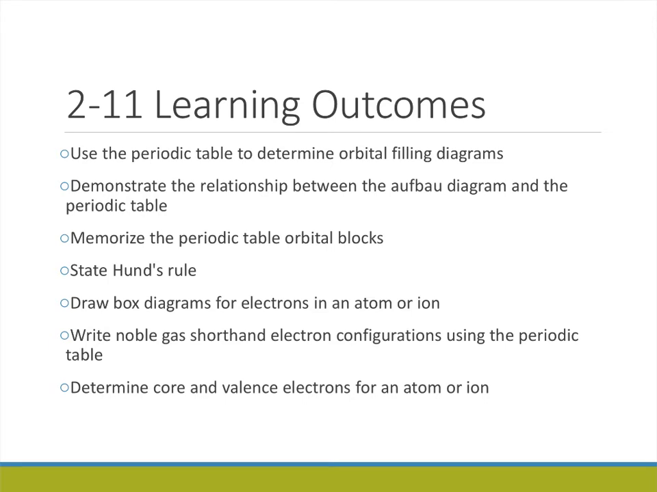In section 11, we're going to use the periodic table to fill orbitals. We'll demonstrate the relationship between the Aufbau diagram and the periodic table. We need to memorize the periodic table orbital blocks. We'll talk about Hund's rule, and we'll have to be able to do box diagrams for electrons, and write noble gas shorthand electron configurations, and talk about core and valence electrons for an atom or an ion.